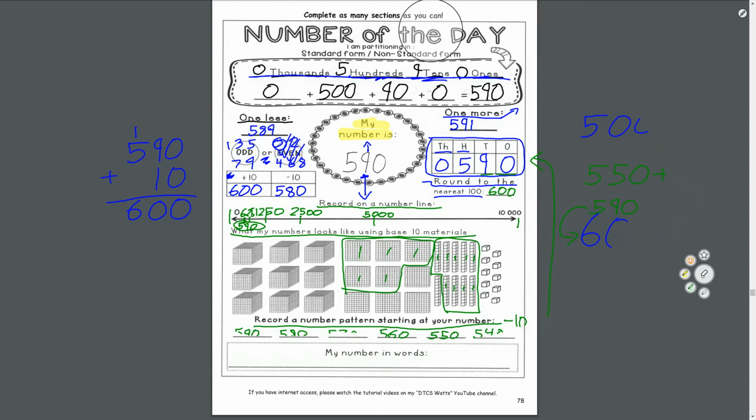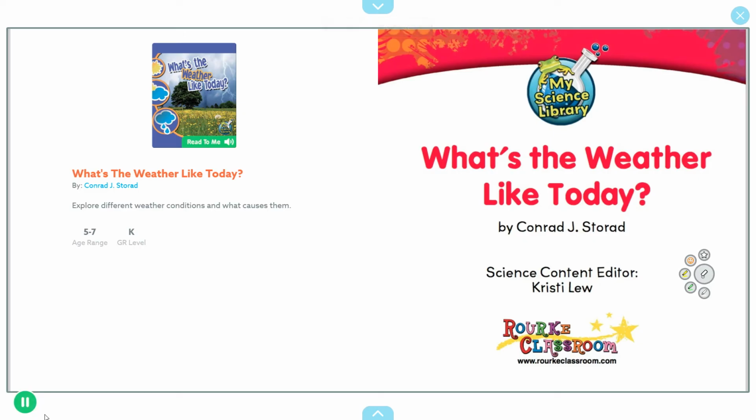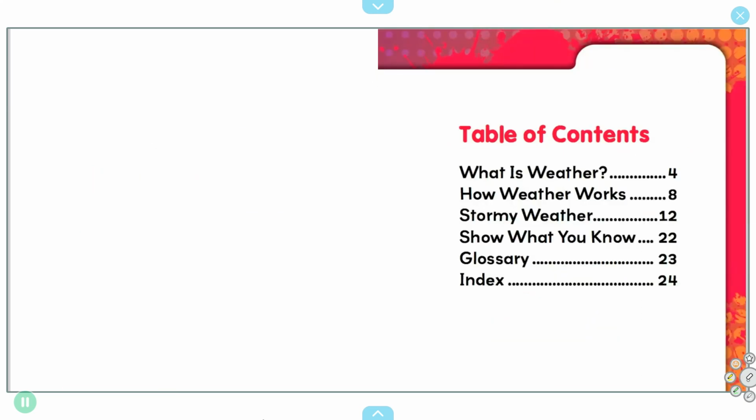Let's go to Epic Books and we'll listen to a book about weather. My Science Library. What's the Weather Like Today? By Conrad J. Story. Science Content Editor Christy Liu. Rorick Educational Media. Copyright 2013. Table of Contents. What is weather? Page 4. How weather works. Page 8. Stormy weather. Page 12. Show what you know. Page 22. Glossary. Page 23. Index. Page 24.